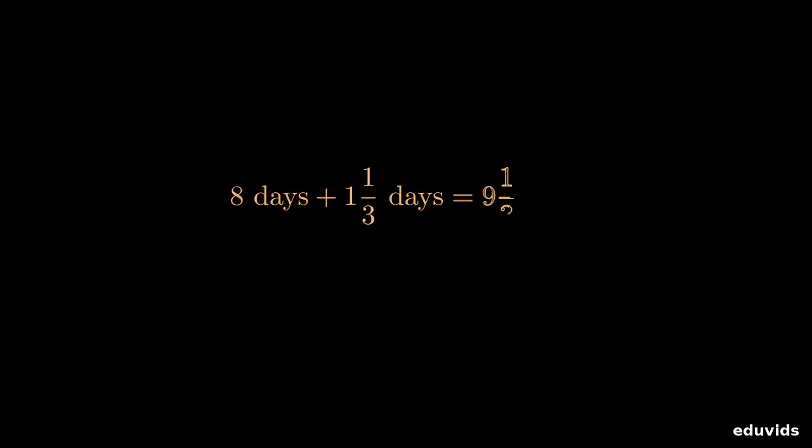Adding the 8 days from our cycles to the 1 1/3 days you work, we get a total of 9 1/3 days. This approach works because it breaks a complex alternating schedule into a repeatable unit.